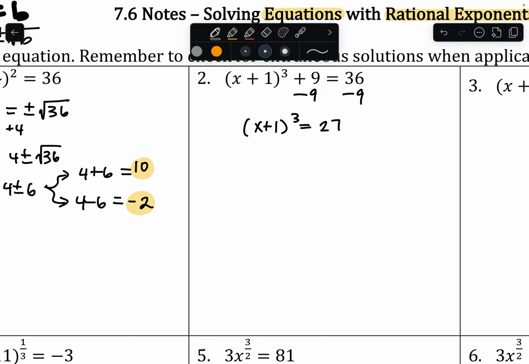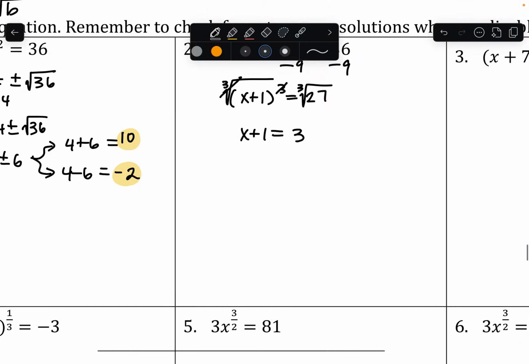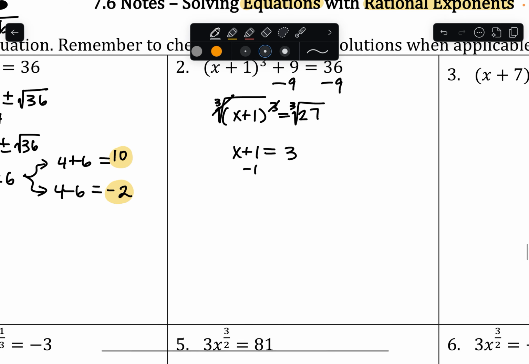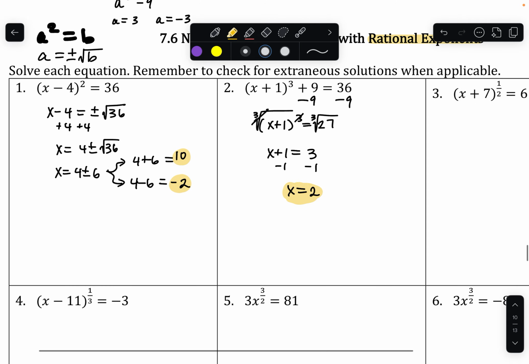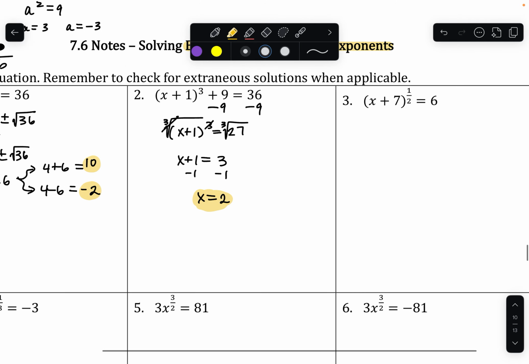Okay, and so now to get rid of this cube, we are cube rooting both sides. And so the cube root and the cube cancel, leaving with x plus 1. And then the cube root of 27 is 3. Not plus or minus cube root, just 3. And then we subtract 1 from both sides, and so we get x equals 2. Okay, so with cubic and cube root, there's nothing weird going on with that. No plus or minus, no domain restrictions. It's quadratic and square root that we have to worry about.